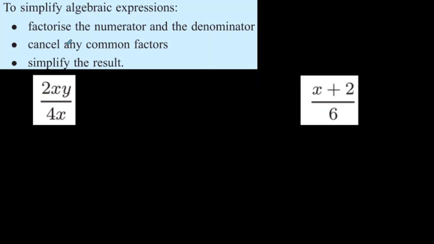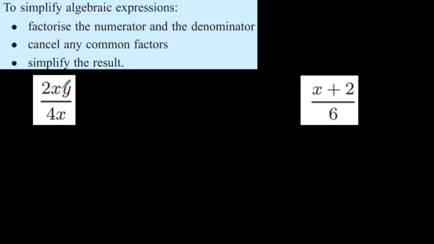So to simplify algebraic expressions, something you might have done before, we're going to factorize the numerator and denominator, cancel any common factors, and simplify the result. So I'm going to factorize these as much as I can. Well, this term, 2xy over 4x, there's nothing I can do there. So I'm already done with the first step.